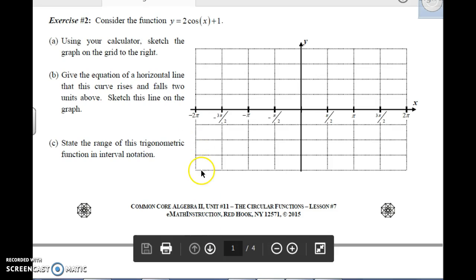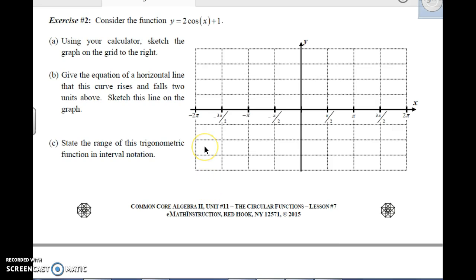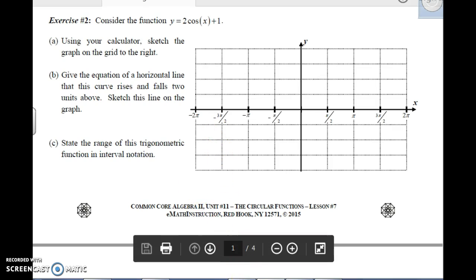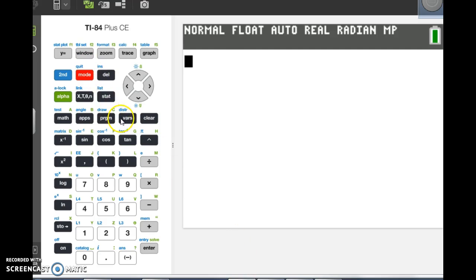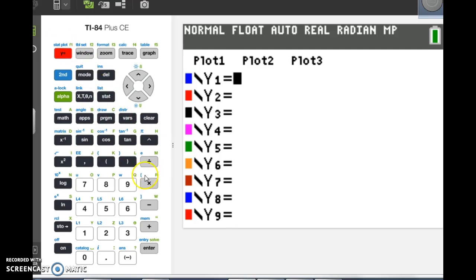All right, so let's take a look at a combination of things. Consider the function y equals 2 cosine x plus 1. We're going to use our calculator to sketch this. Notice we have changed the amplitude, and we have changed the constant value here. So let's try this on the calculator. If I get out my calculator, the first thing I want to do is put in my equation, y equals 2 cosine x plus 1.